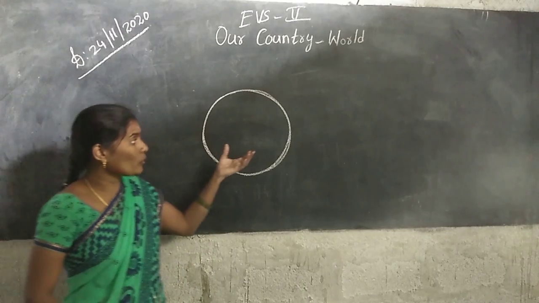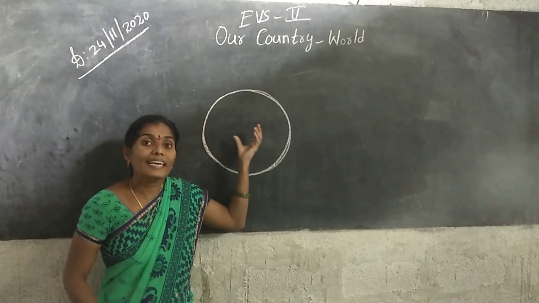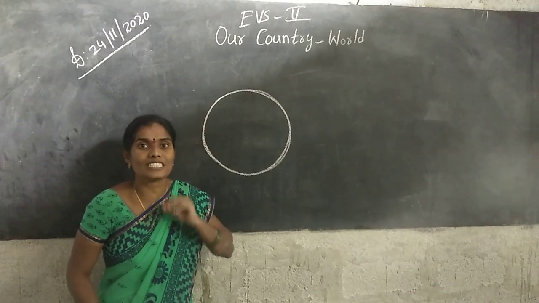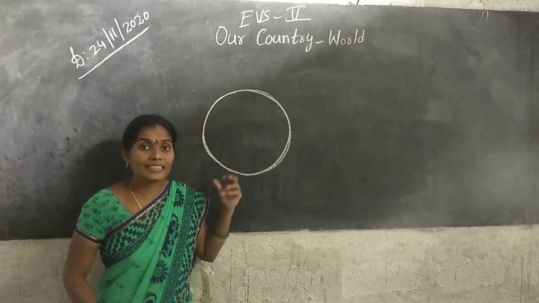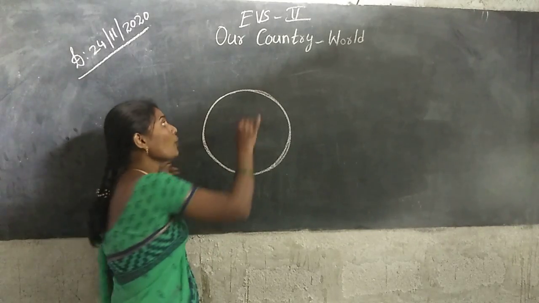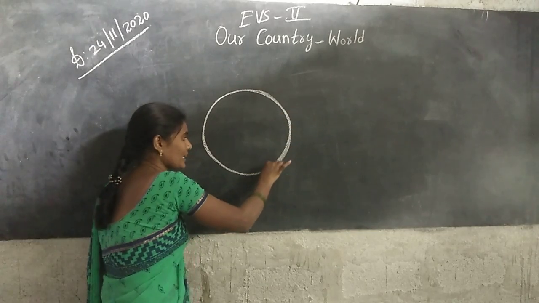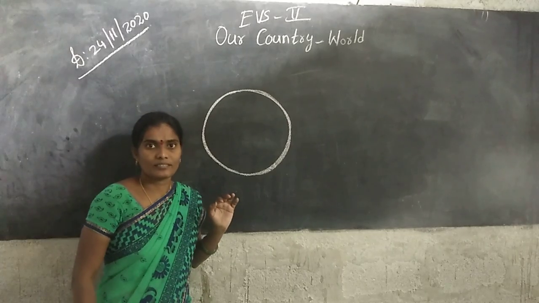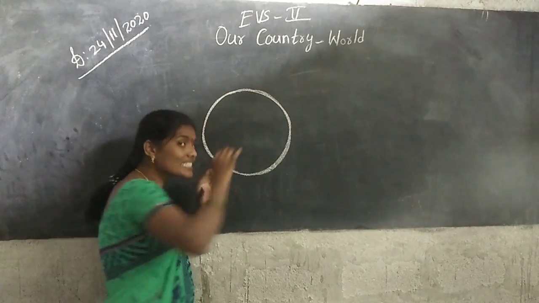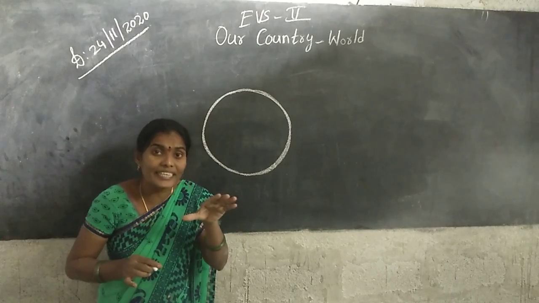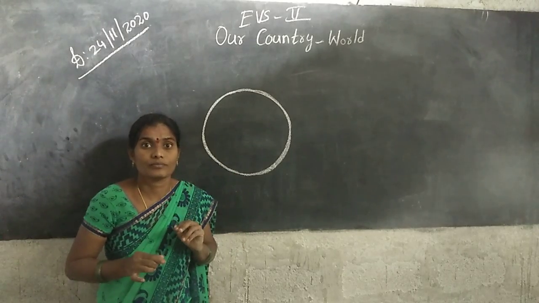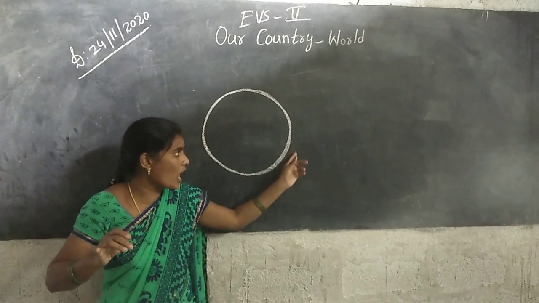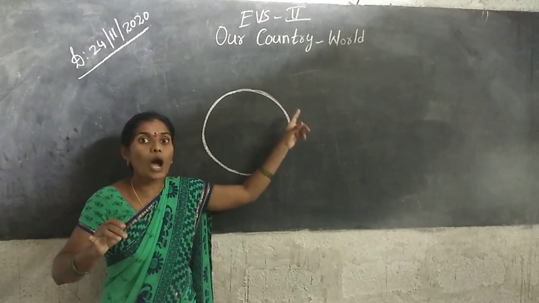Now we are going to observe the layers of our earth. How many layers are there? 3 layers are there. The outer layer is where we stand, the layer which we see outside. It means the land surface, the surface of our earth.